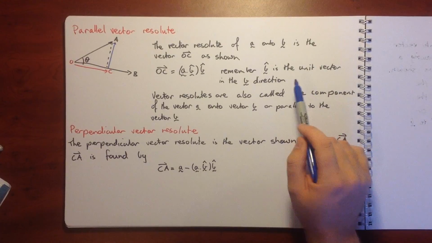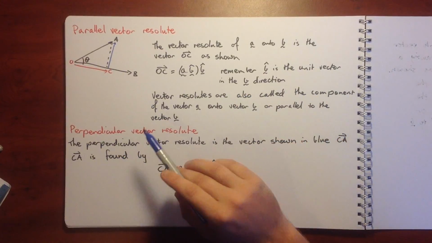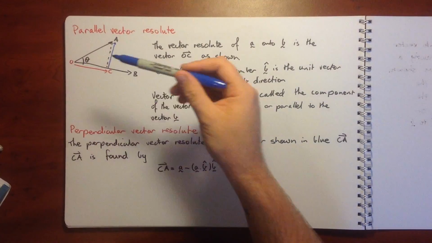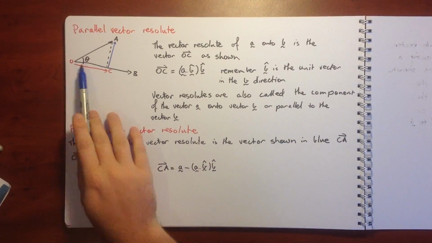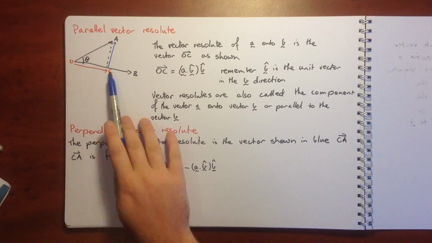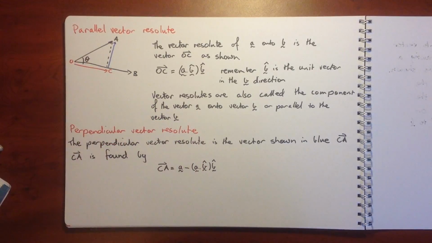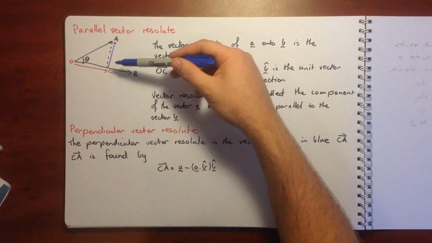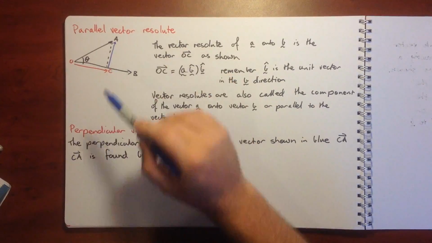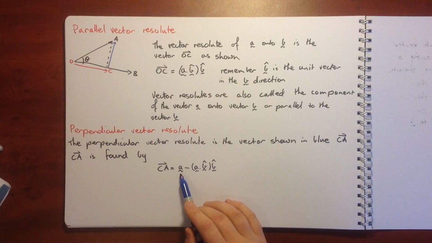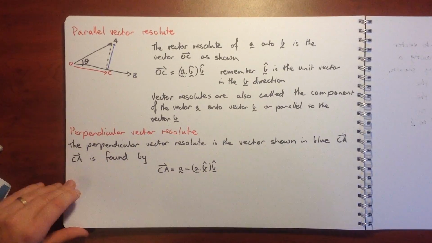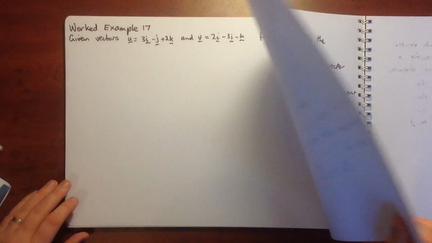Remember, B hat is the unit vector in the B direction. Vector resolutes are also called the component of vector A onto vector B or parallel to vector B. So just a bit of terminology there. Basically we're looking at this vector here, the component that's in this direction. Then we have our perpendicular vector resolute, which is this one in the blue. We say that's vector CA, and we find CA by A minus A dot B hat times B hat. Remember again, they're our unit vectors.